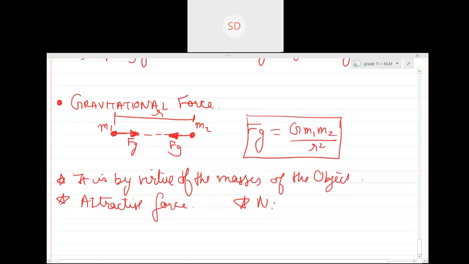It is a non-contact force. You understand non-contact force, right? The forces which do not need any contact. This is the whole formula. Could you scroll up, sir?